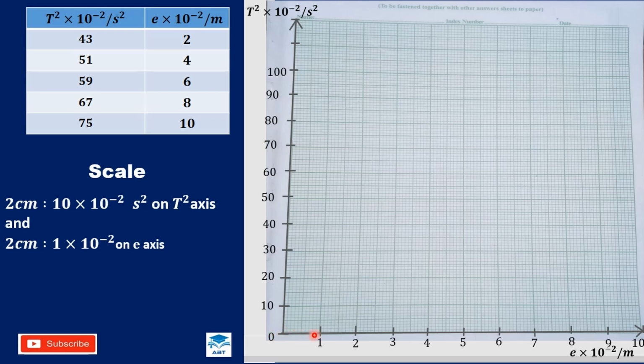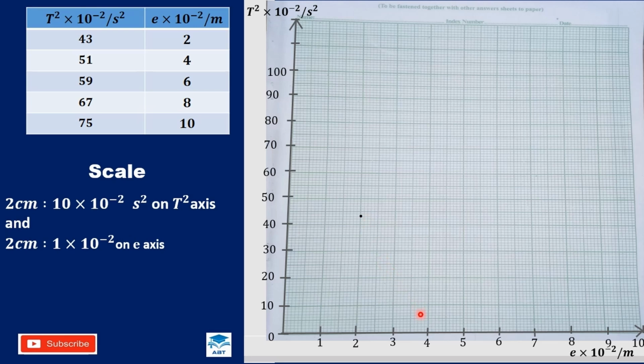And on the horizontal axis, one big box is 1. 1 divided by 10 is 0.1. So each small box on the horizontal axis is 0.1. So we start plotting. For the first value, we have 2 on the horizontal axis and 43 on the vertical axis. So this is 2 and this is 40. We count 3 boxes and put the point there.